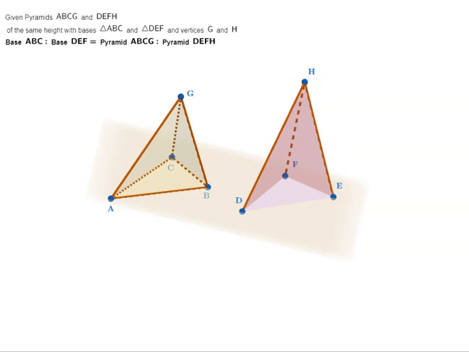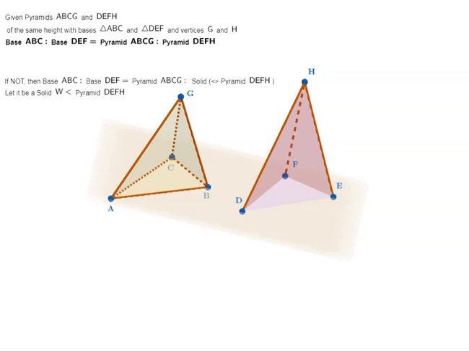So we will again use proof by contradiction. Assuming that it is not, then base ABC is to base DEF as pyramid ABCG is to some solid which is not equal to DEFH. That is, either it is less or greater. That means we have two cases now. So let it be a solid W less than pyramid DEFH. In the other case, we will look at the greater part.